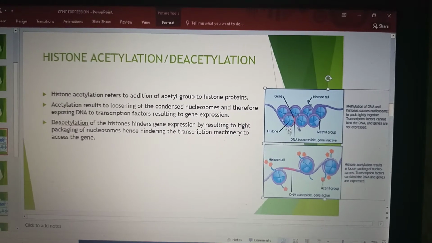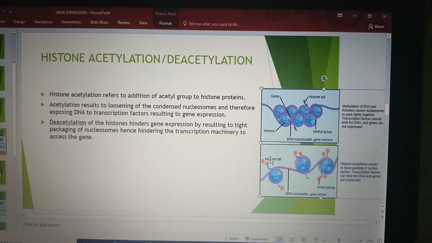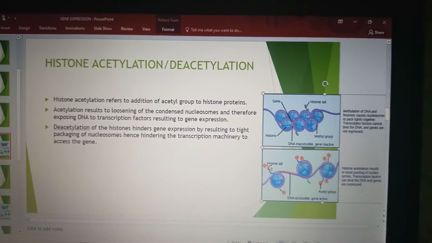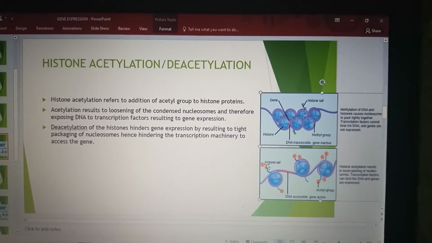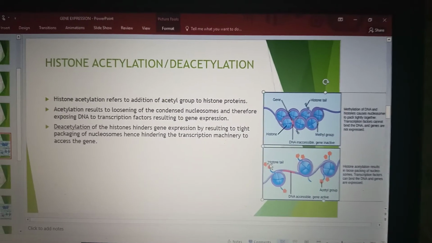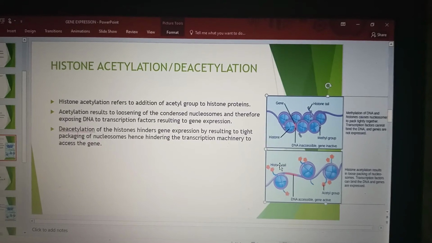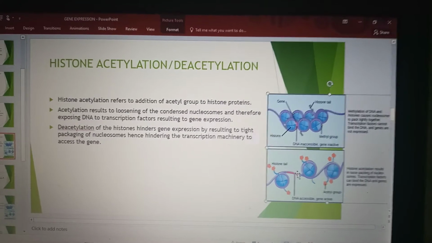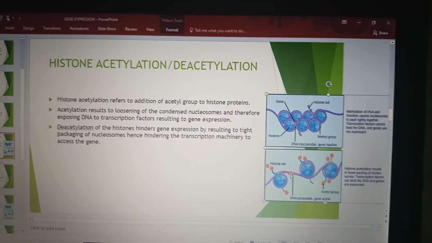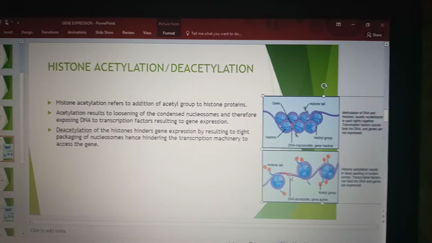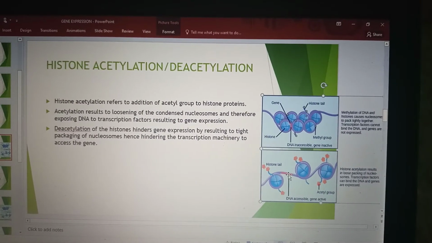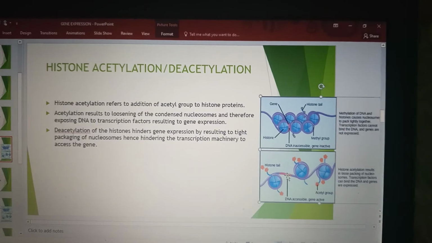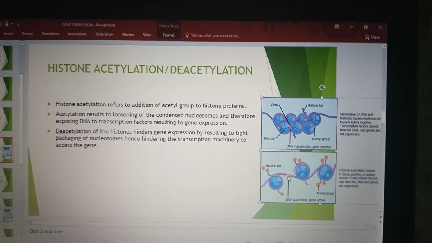But now when you add acetyl groups to the histone tail here, you can see the histone tail. When you add an acetyl group, the histones are going to be neutrally charged, or the charge will be converted from positive to neutral, and this will affect the binding affinity between these nucleosomes. Therefore, you can see the gene has been exposed, or the DNA molecule has been exposed for transcription, because acetylation has resulted in loosening of these nucleosomes. So that is how acetylation of histones affects gene expression at this level.